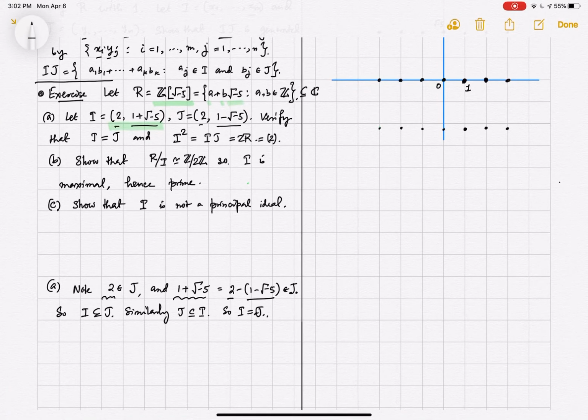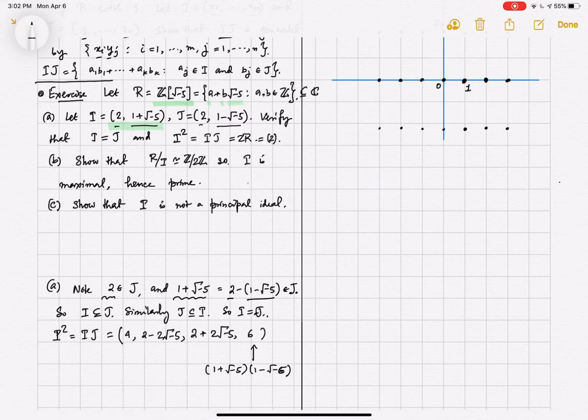So I squared is now I times J. And by the previous exercise, IJ is generated by pairwise products of generators of I and generators of J. So 2 times 2, 4; 2 times 1 minus square root of minus 5, so 2 minus 2 times square root of minus 5; 2 times 1 plus square root of minus 5; and then 1 plus square root of minus 5 times 1 minus square root of minus 5. That happens to be 1 plus 5, 6.